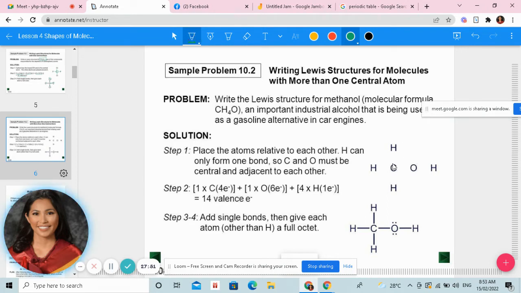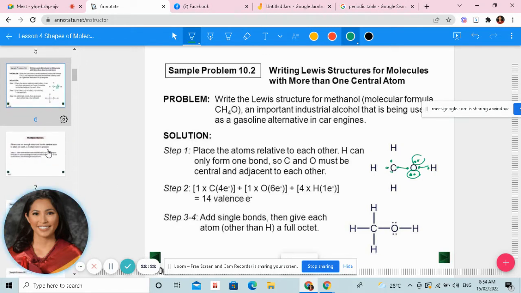Okay. All right, so let's count how many valence electrons for oxygen. How many valence electrons for oxygen? Okay, 6. We have one electron from this side and then one electron from this side, leaving us with how many lone pairs? Two lone pairs. Okay.